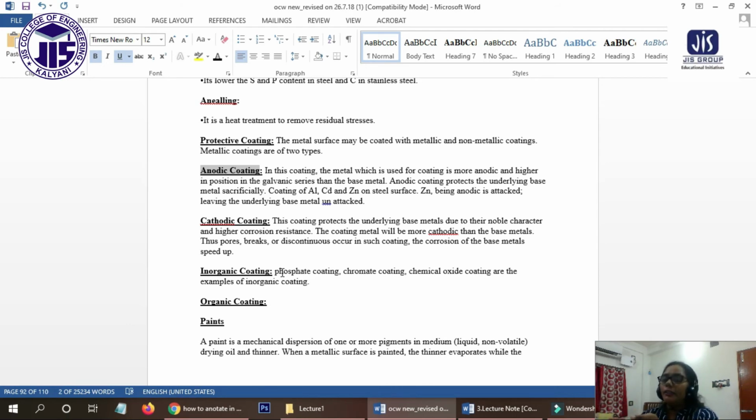So if the iron metal is coated with zinc, that is galvanizing. Galvanization is one example of the anodic coating. Understand? So this is anodic coating.